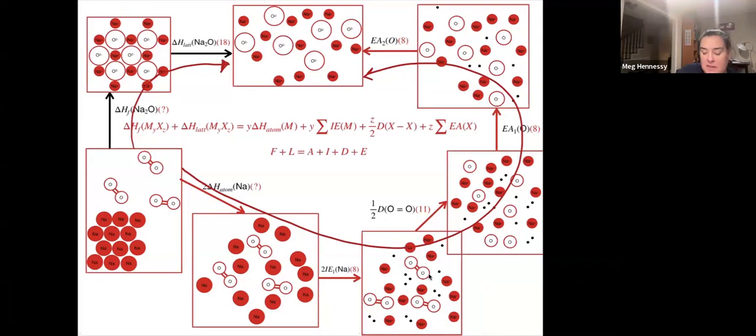That is to say, the sum of the formation and the lattice enthalpy, F and L, has to be equal to the sum of the atomization, taking the sodium and breaking it into atoms, the ionization, making sodium plus, the bond dissociation enthalpy of oxygen, that is making the oxygen atoms, and then making the oxides, the electron affinity. So those 2 sides must be equal because of Hess's law, because this is an enthalpy cycle. And so while the first equation I think is formally good, the second equation is something that makes a little bit more sense to me. It's certainly easier to write.